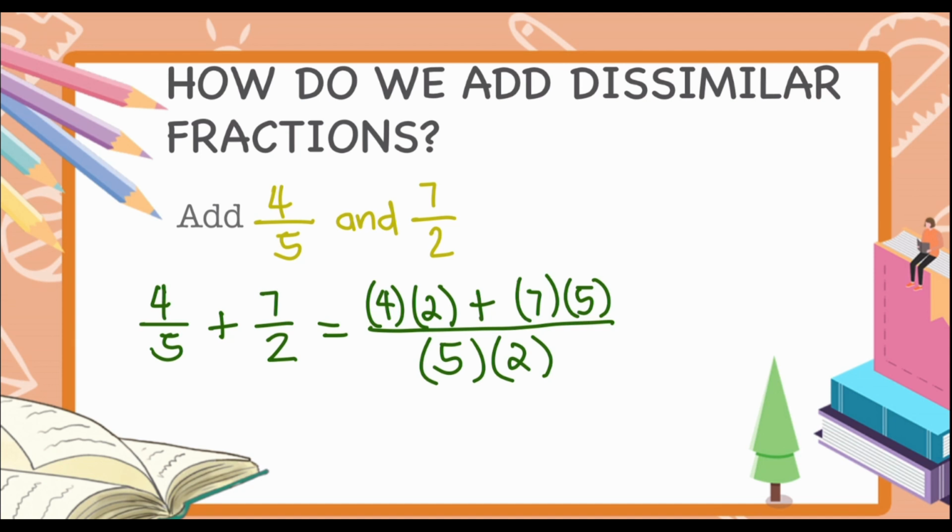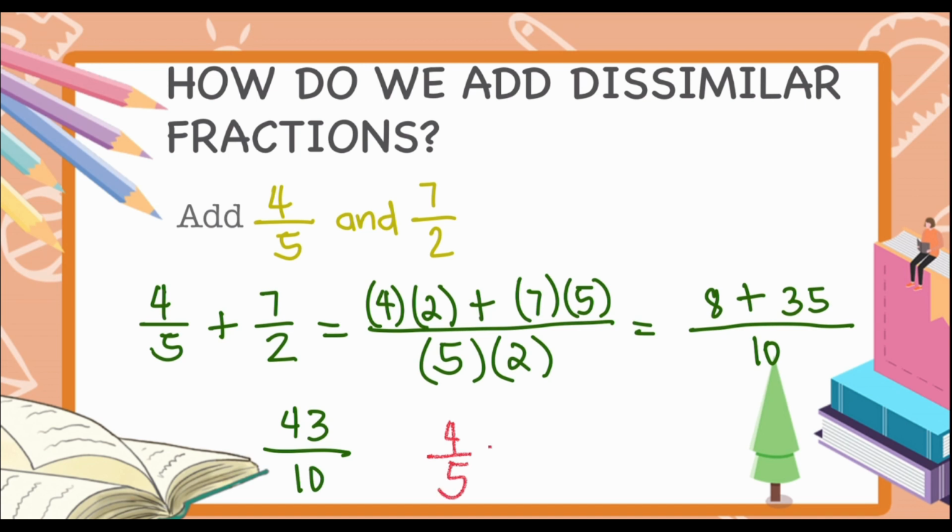Okay? Next, we have to multiply everything. So, we will have 4 times 2 is 8 plus 7 times 5 is 35 over 5 times 2, which is 10. Then, add the numerators, and we will have 43 over 10. So, therefore, 4 over 5 plus 7 over 2 is equal to 43 over 10.